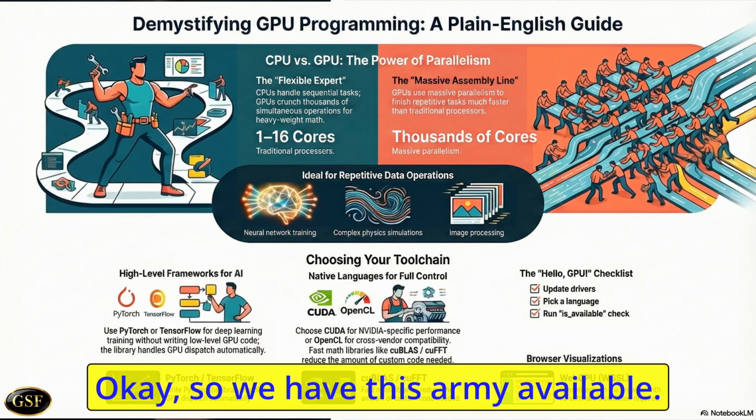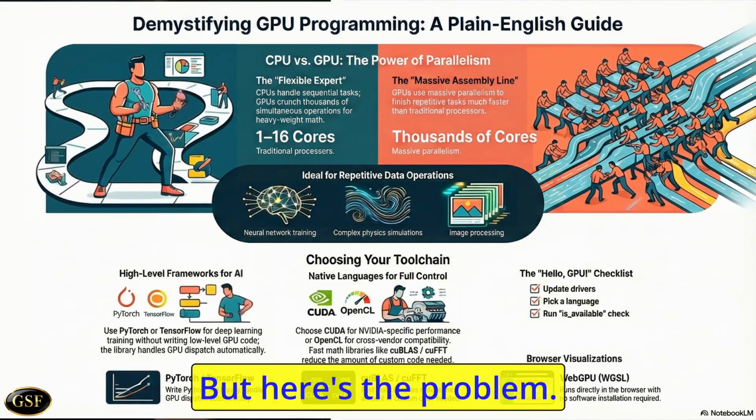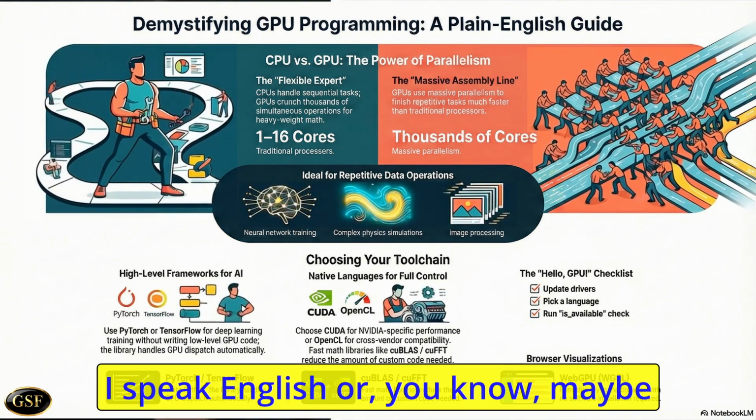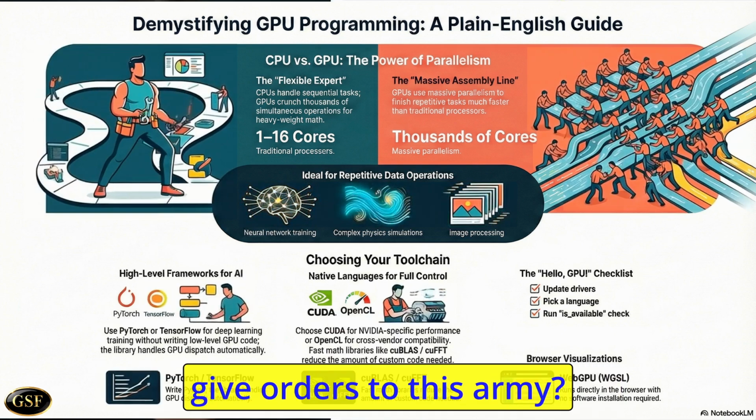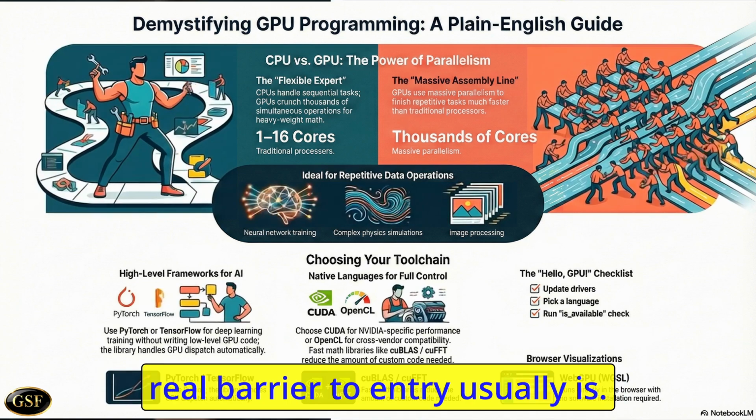Okay, so we have this army available. But here's the problem. I don't speak ant. I speak English or maybe Python if I'm feeling ambitious. Right. How do we actually give orders to this army? This feels like where the real barrier to entry usually is.